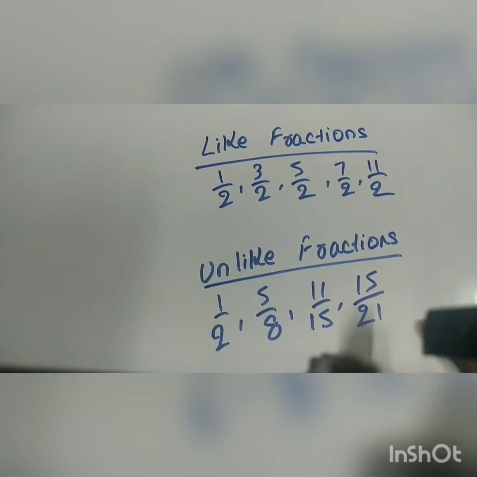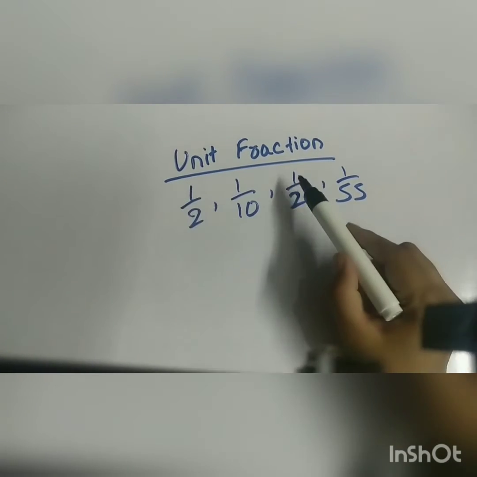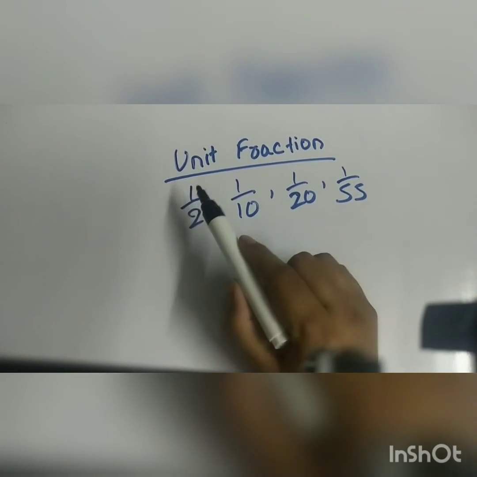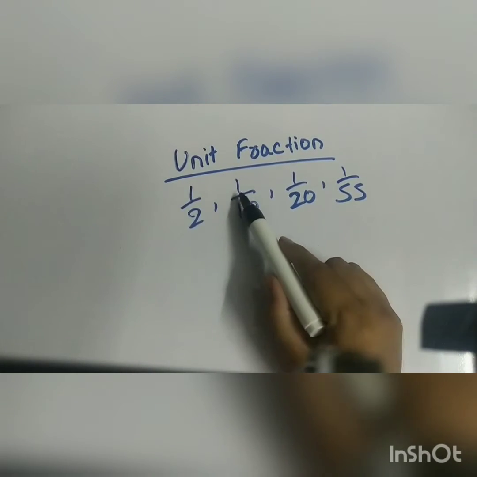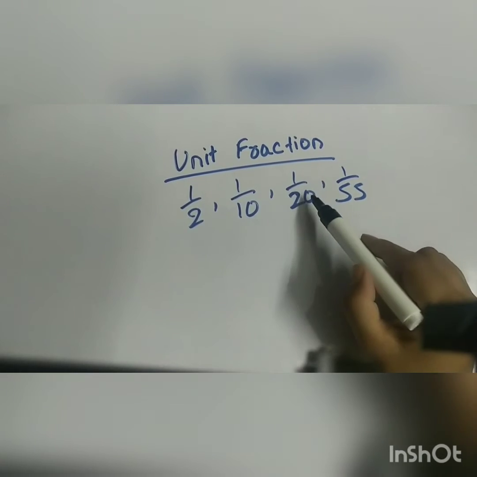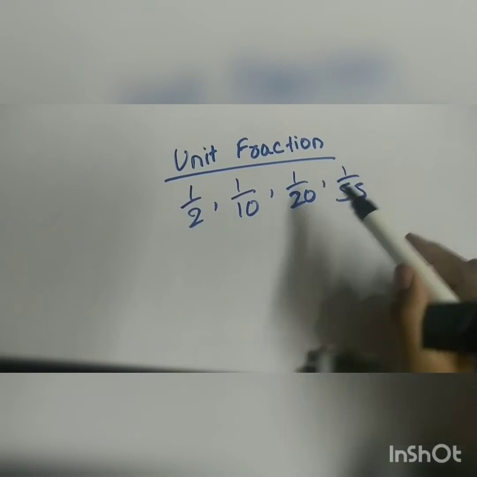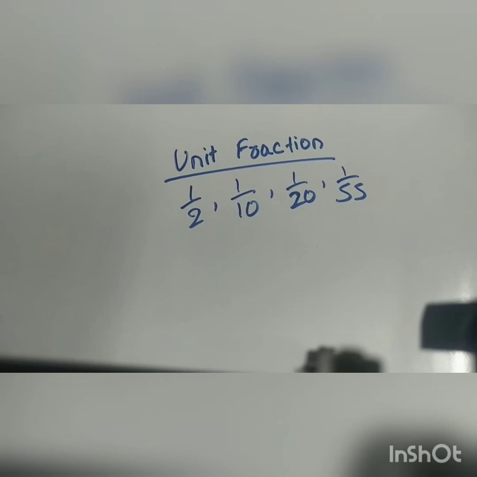Comes the unit fraction. Unit meaning 1, right? So unit fractions are fractions where the value of the numerator will always be 1. You can take any example here: 1 by 2, 1 by 10, 1 by 20, 1 by 55. All the numerators are 1, right? That's why these are called unit fractions.